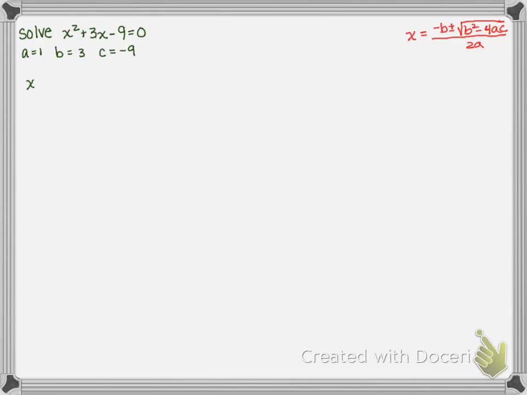So just make sure it's written exactly like that so that you memorize it correctly. So we have x equals -3 plus or minus the square root of 3 squared minus 4 times 1 times -9 over 2 times 1. Do yourself a favor and put 3 squared minus 4 times 1 times -9 all in your calculator all at once.